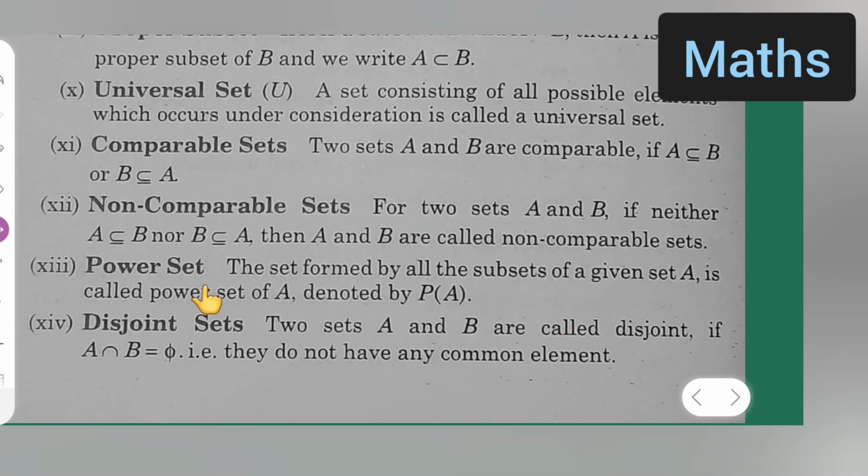Next is the power set definition. The set formed by all the subsets of a given set A is called power set of A, denoted by P of A. Last is disjoint set. Two sets A and B are called disjoint if A intersection B is equal to phi, that is they do not have any common elements. Okay, so this we are done with the types of sets definition. I hope you all have understood and thanks for watching.